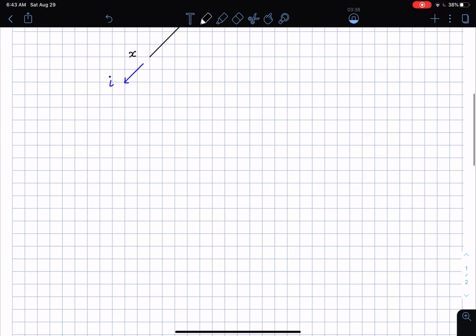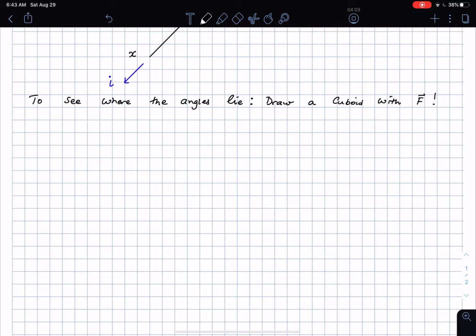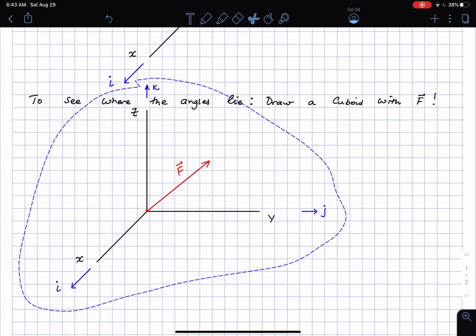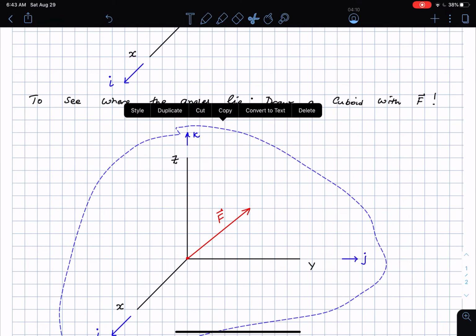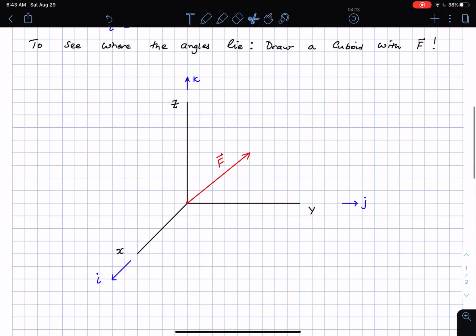Okay, so to find the relationship, to see where the angles lie, we shall draw a cuboid, essentially, or a parallelepiped, with the force vector F. Okay, and here is what I'm going to be doing. I'll draw the first one here, and then we'll make use of that to keep continuing to draw the other ones. Okay, so here is the situation.